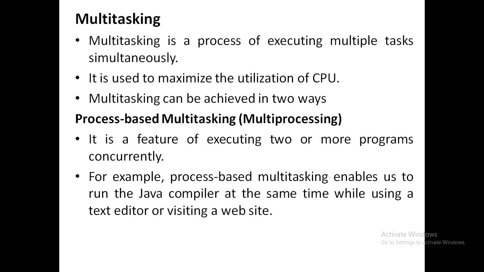Multitasking. Multitasking is the process of executing multiple tasks simultaneously. It is mainly used to maximize the utilization of the CPU. Multitasking can be achieved in two ways. One method is multiprocessing, that is process-based multitasking. It is a feature of executing two or more programs concurrently. For example, process-based multitasking enables us to run the Java compiler at the same time while you are using a text editor or visiting a website.